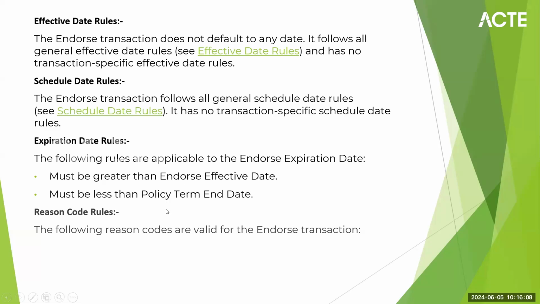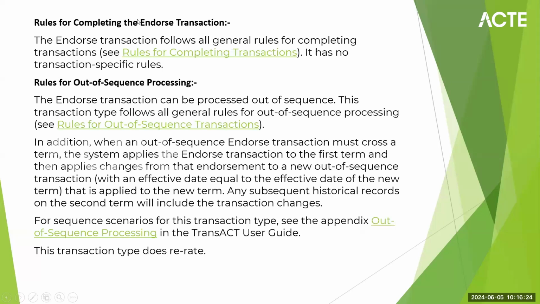Suppose it is a 1 year or 1 month policy term, then based on that, the expiration should be less than that itself. Reason code rules. The following reason codes are valid for the endorsement transactions, like rules for completing the endorsed transaction. The endorsed transaction follows all general rules for completing transactions. It has no transaction specific rules.